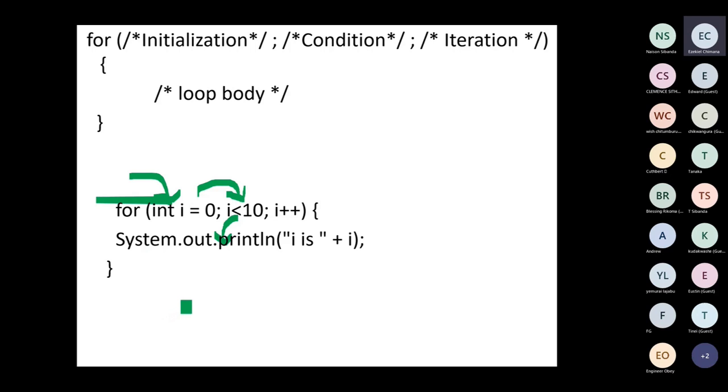When it reaches the end of this block, at the first iteration, it will do the iteration here. It will evaluate what is here, which is an increment. Then it will increment i by 1. Then our i will become 1.